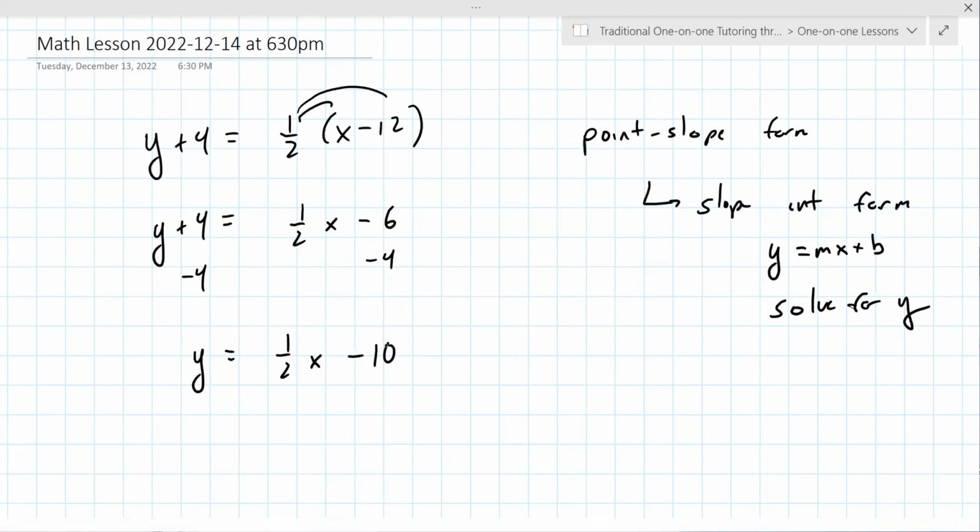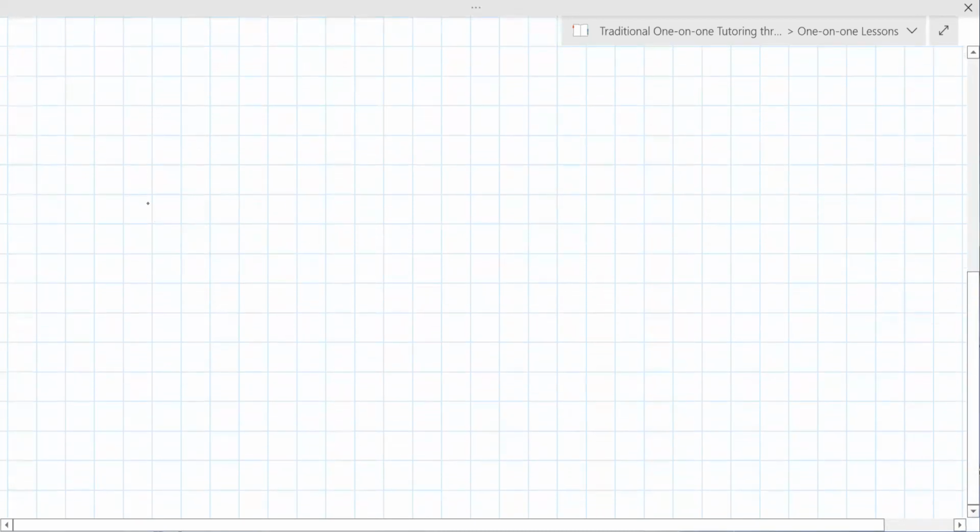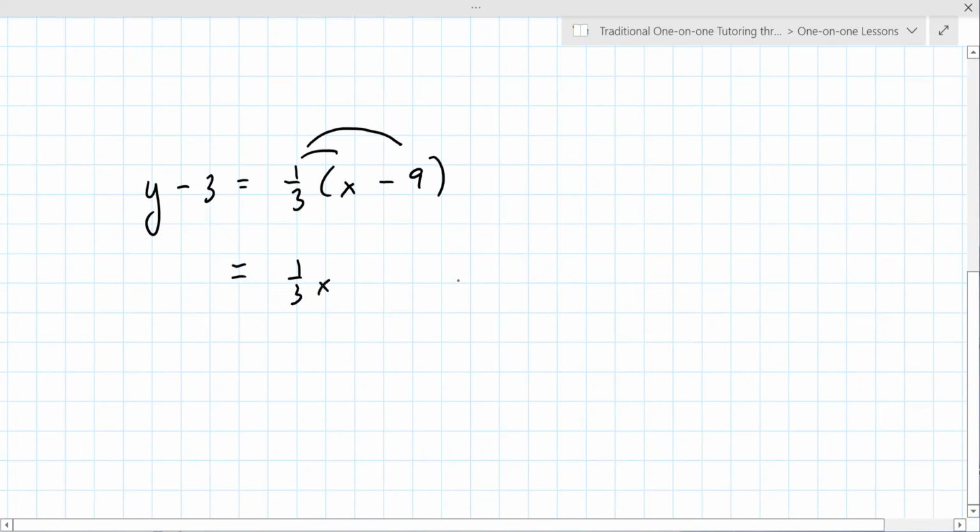Okay. So let's do another problem like this one. And then maybe I'll have you do one. We'll see what time permits. So let's say it's y minus 3 equals 1/3 x minus 9. Again, on the right hand side here, you're going to distribute this in. So it's 1/3 x, and then you're multiplying 1/3 times 9. Can you tell me what that is?